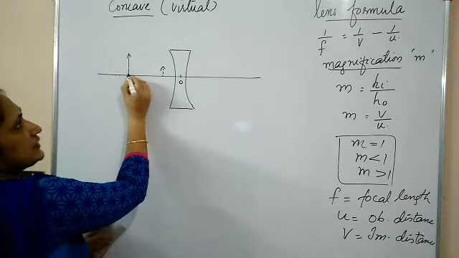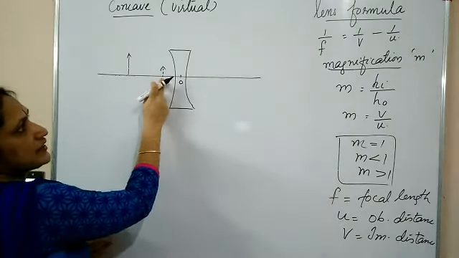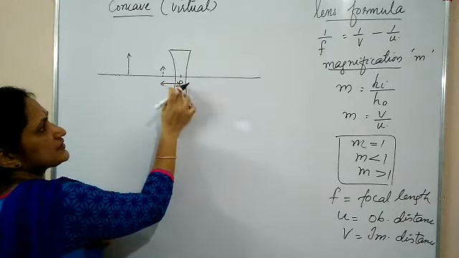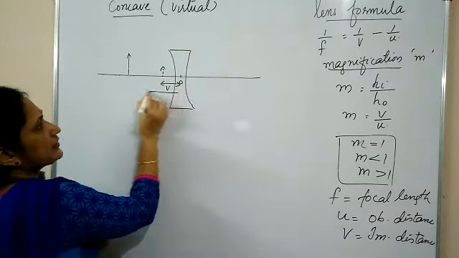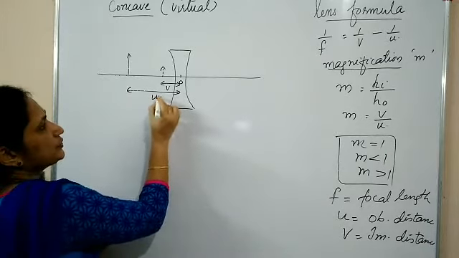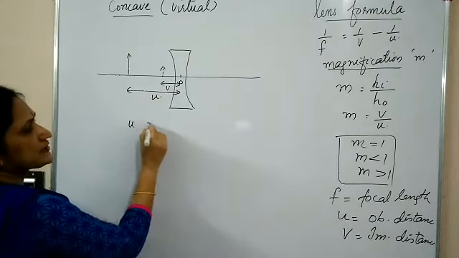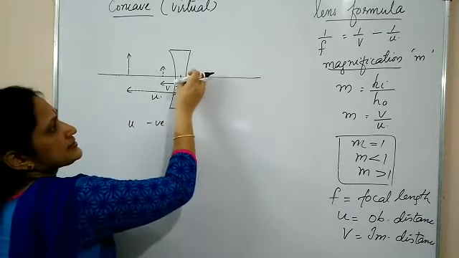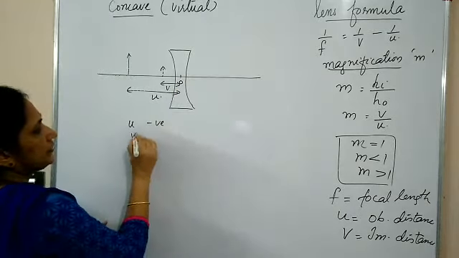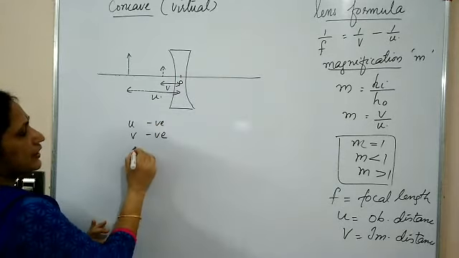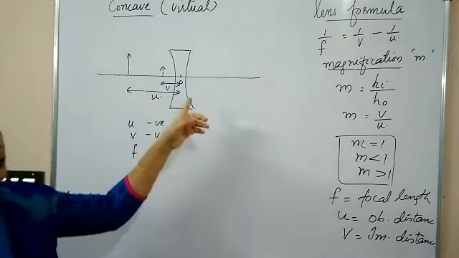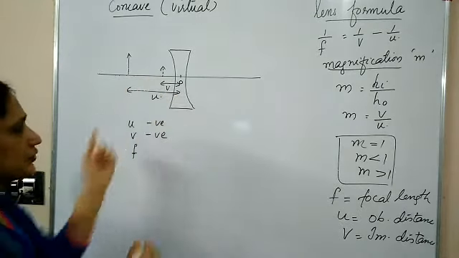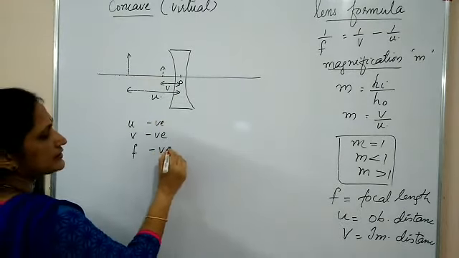Okay, so this is the object and this is the image. So from the optical center measure the distance. This is the image distance v and this is the object distance u. So the sign of u is negative, it comes on this side. Okay, assume this as the x-axis, this as the origin. V is also negative. F, it's f2, for a concave lens f2 comes on this side. So the focal length is negative.